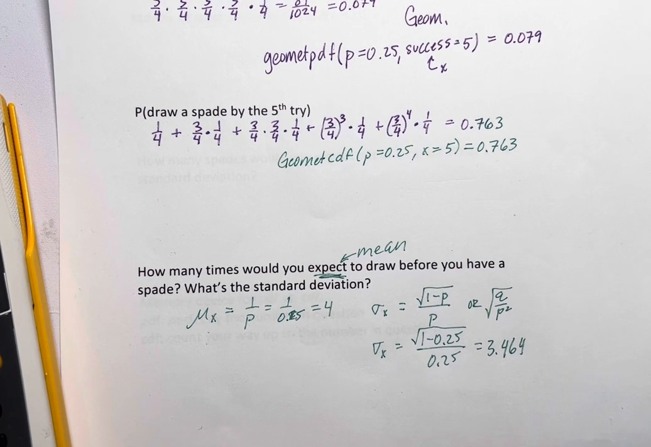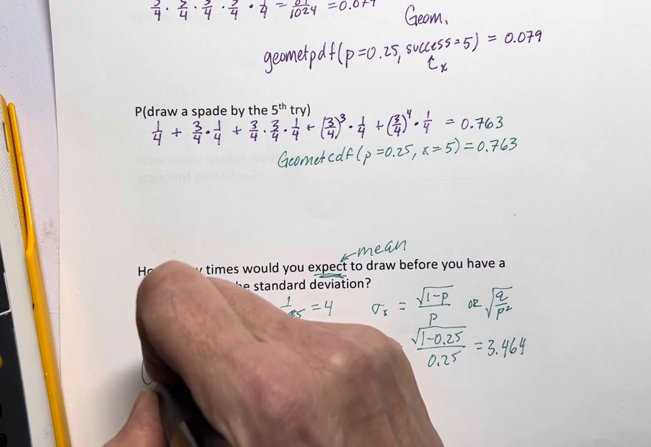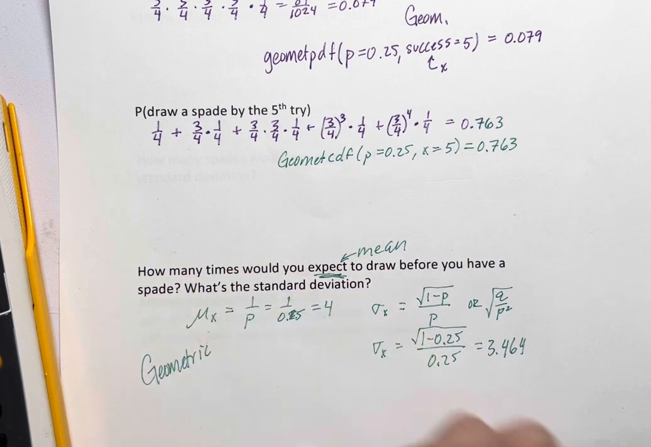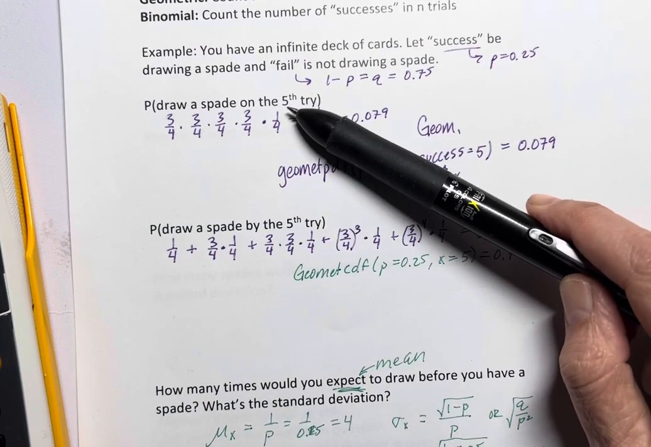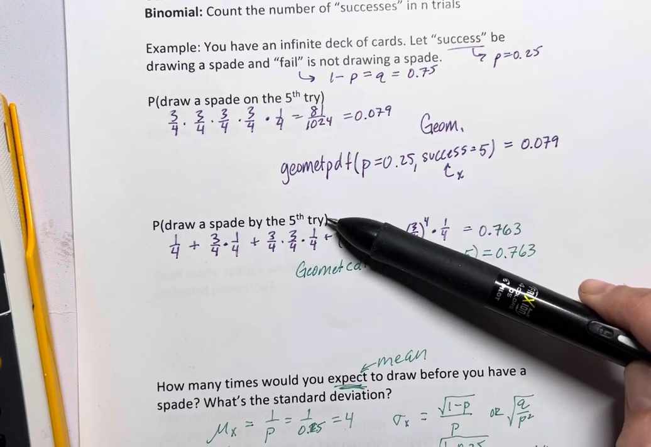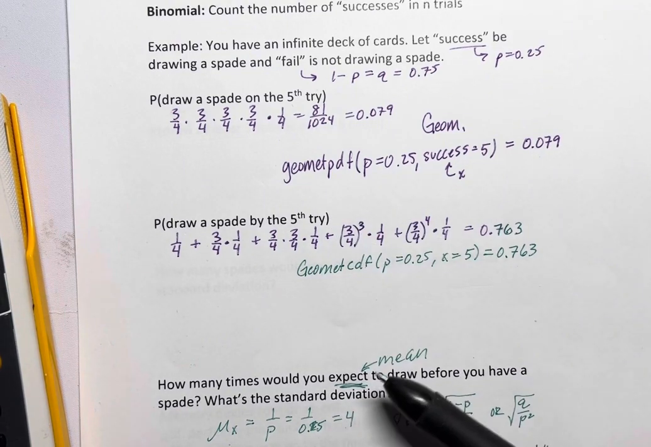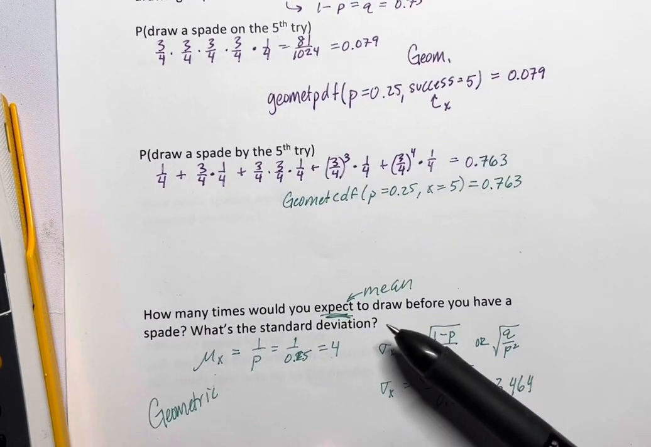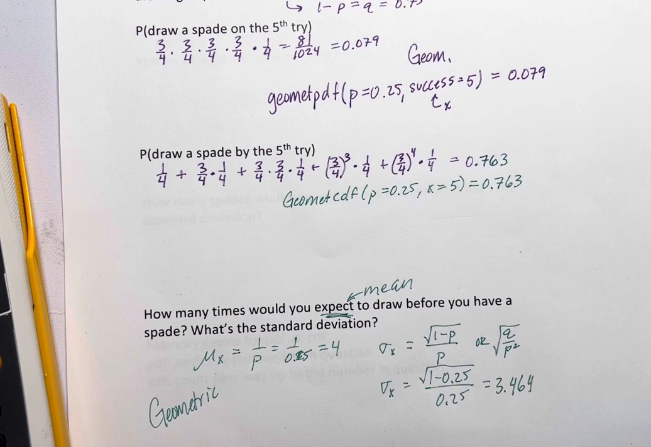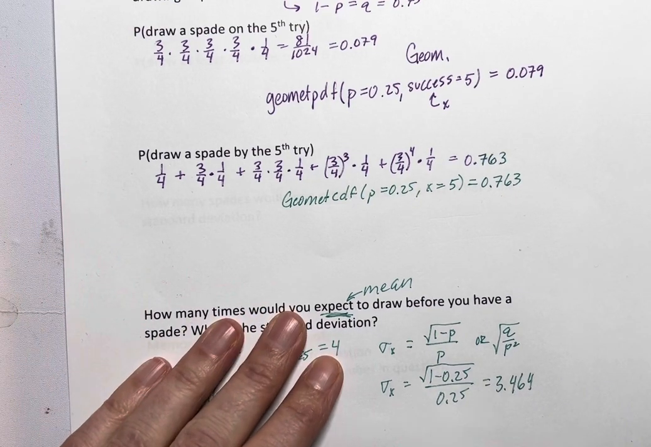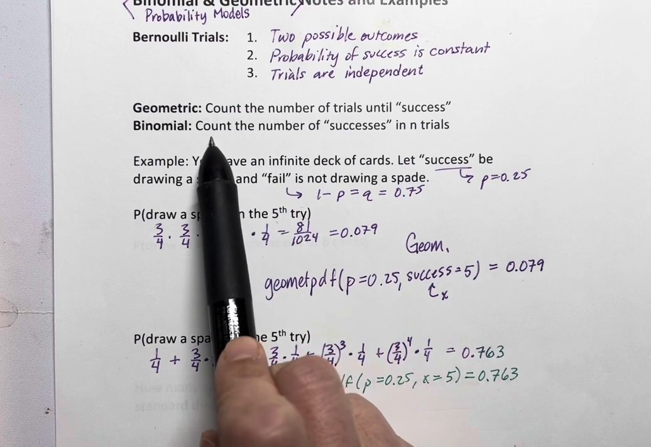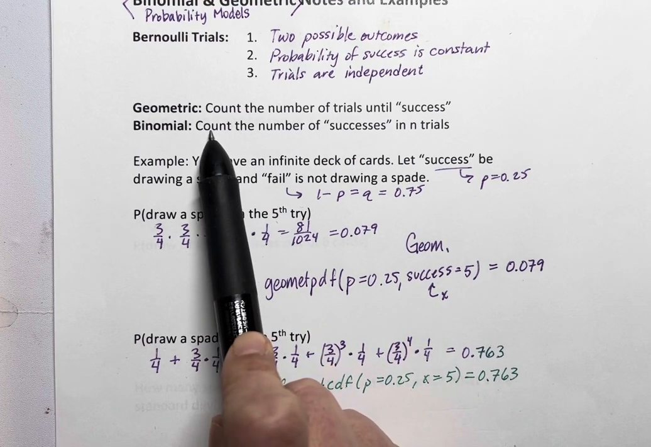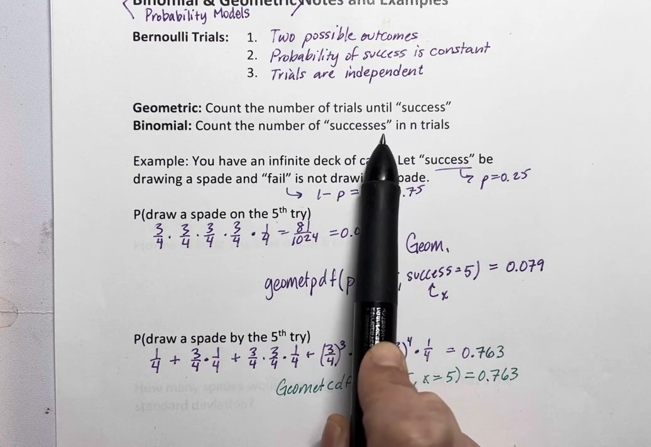So this is everything we need to know for the geometric. Be able to find something on the nth try, up to that number of tries, and then also your expected value, aka your mean, and also your standard deviation. So that's our geometric. Now the binomial, that's going to be on the next page, is when you're looking to count the number of successes in n trials. So that's next.